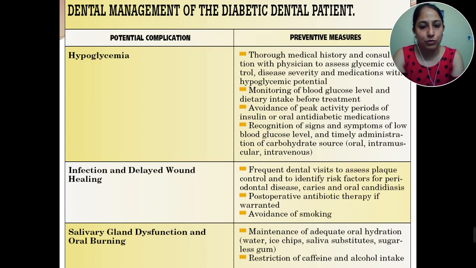Infection and delayed wound healing: frequent dental visits to assess plaque control and to identify risk factors for periodontal disease, caries and candidiasis, post-operative antibiotic therapy if required, and avoidance of smoking in adults. Salivary gland dysfunction and oral burning: maintenance of adequate oral hydration, that is water, ice chips, salivary substitutes, and restriction of caffeine and alcohol intake.